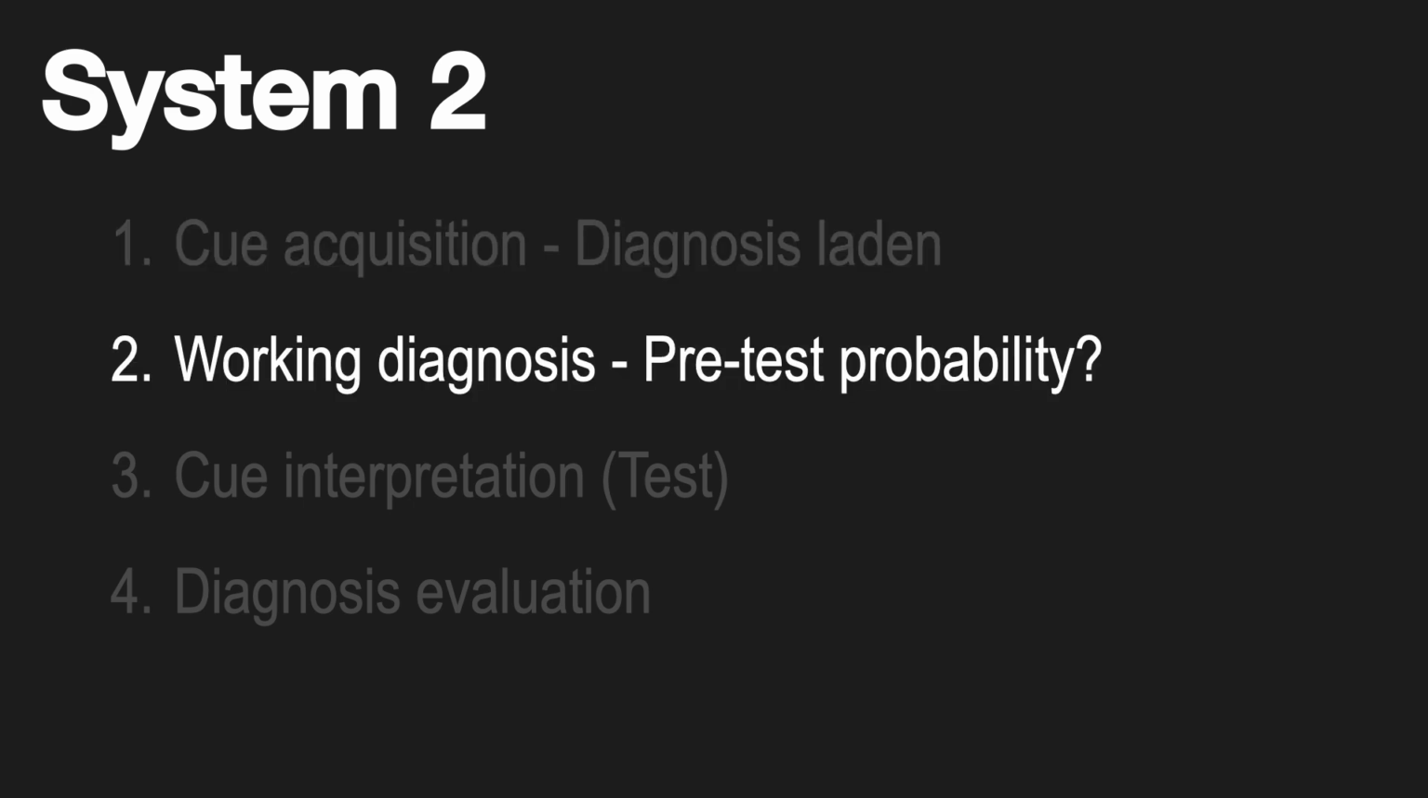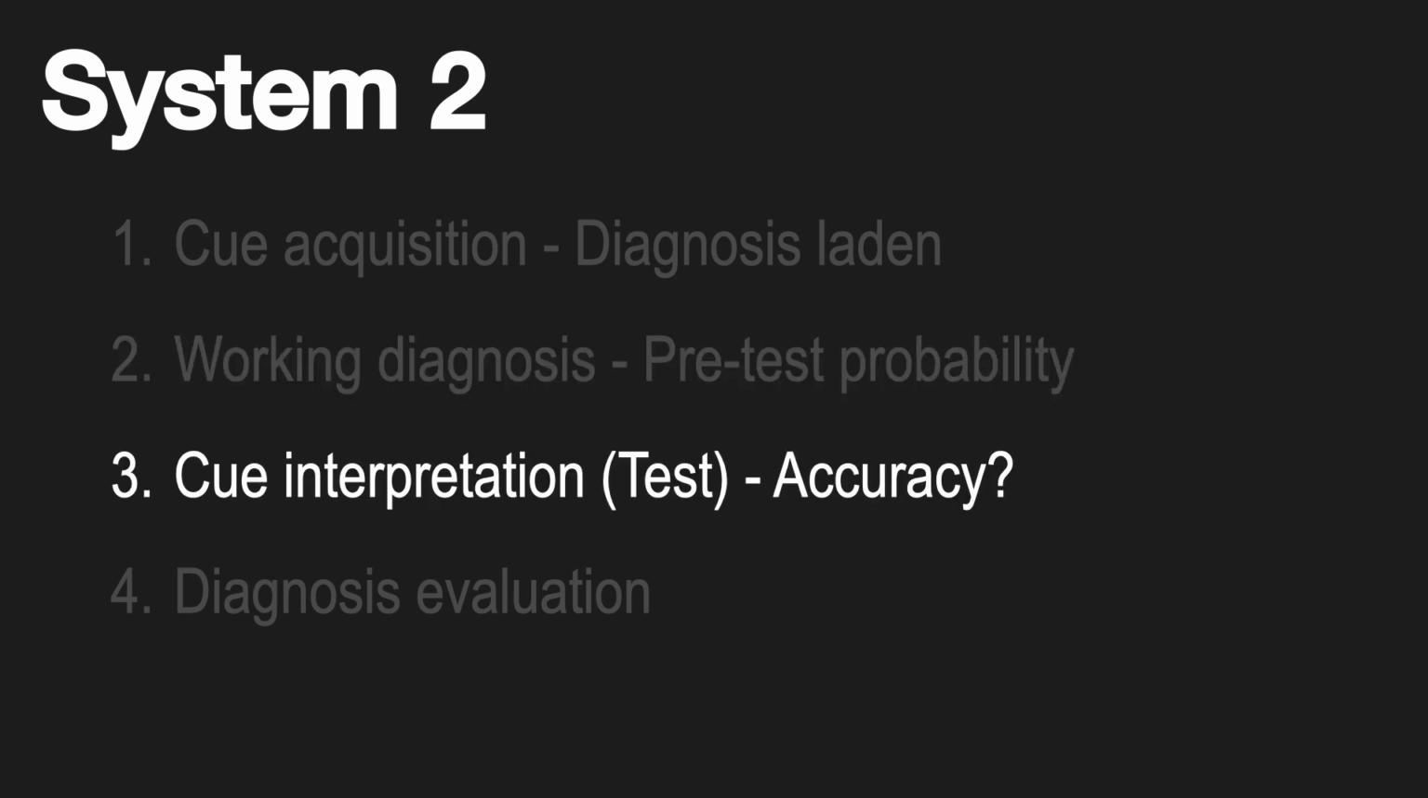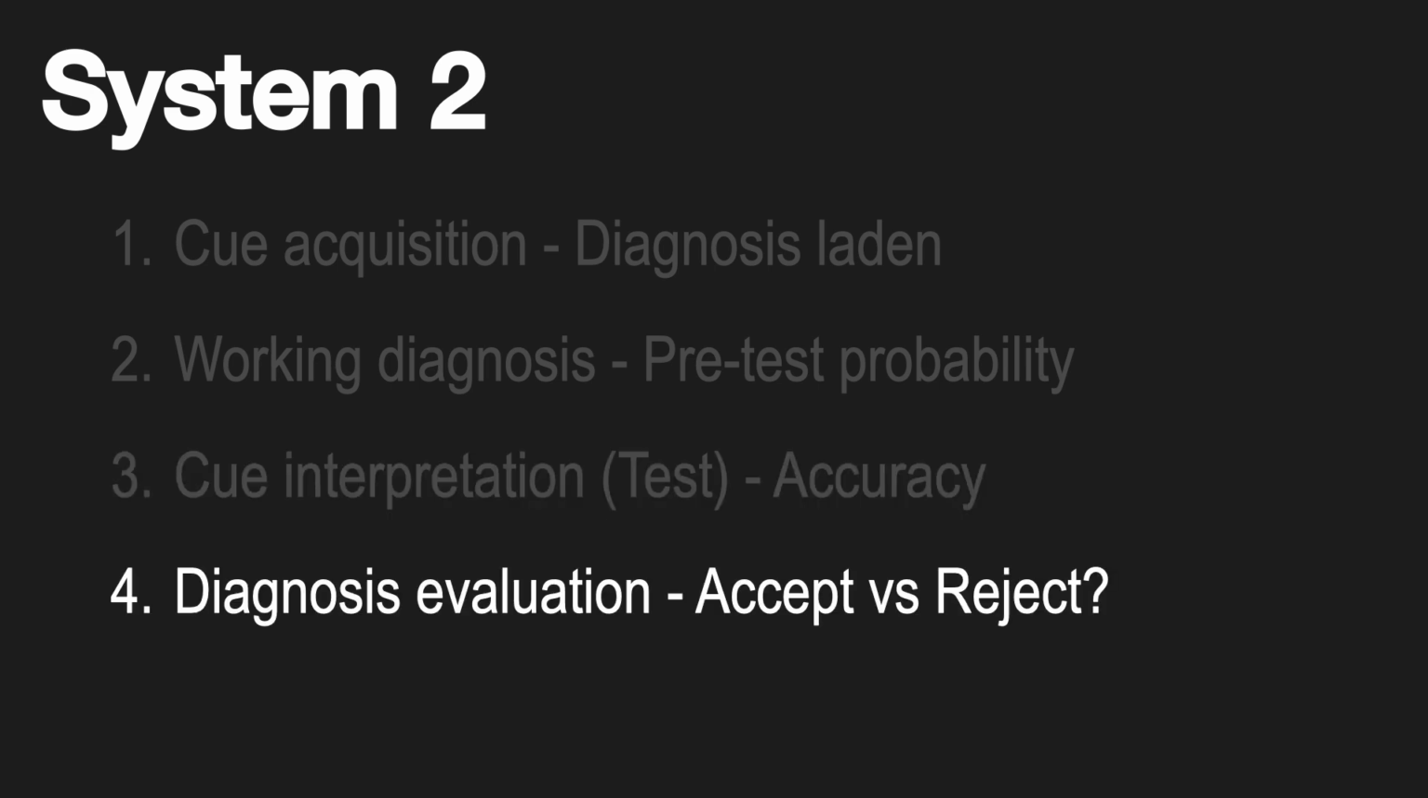Nor does it make us consider the pretest probability of the diagnosis before we test it. What's the probability of migraines in a 36-year-old female? Nor the accuracy of the tests we're using. How sensitive and specific is photophobia for migraines? And it doesn't help us decide whether we ultimately accept or reject the diagnosis.